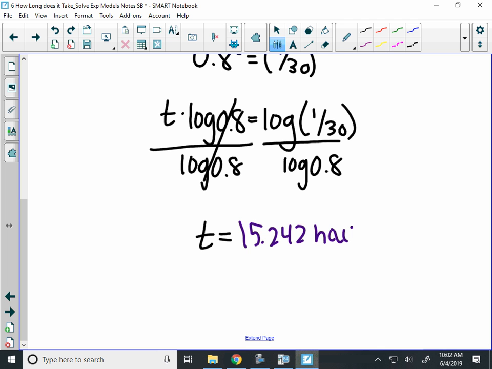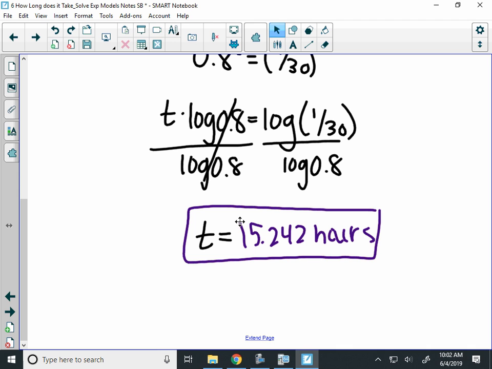So if you took this medicine at the beginning of the day, 300 milligrams, it would take 15 hours until there was less than 10 milligrams left in your blood. All right, try to practice, and then you're ready for your test review.